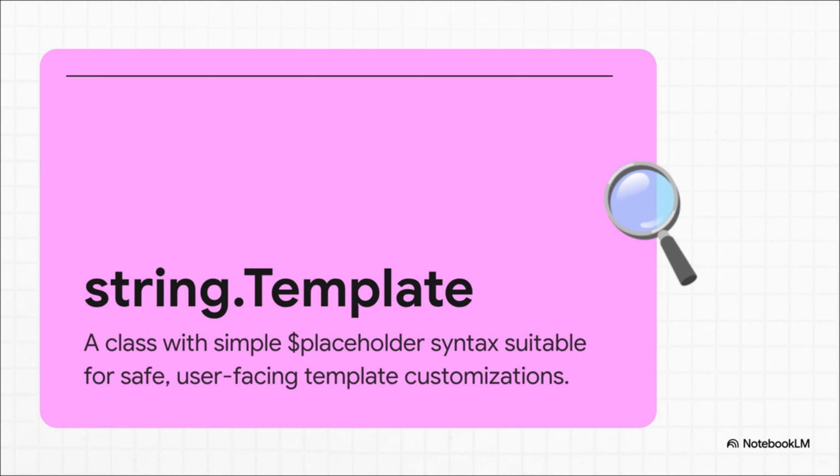Okay, but what if you need to let a non-programmer, say an end user, customize an email template? You don't want them messing with f-strings and accidentally crashing your app. That is exactly where string.Template comes in. It uses these super simple $ placeholders and, crucially, has a safe_substitute method. That means if some data is missing, it doesn't throw an error. It's safe, simple, and perfect.